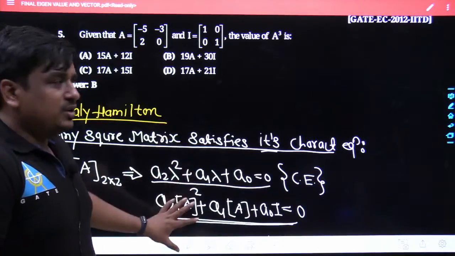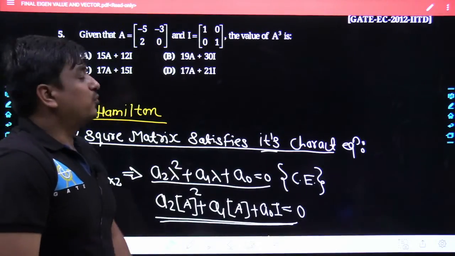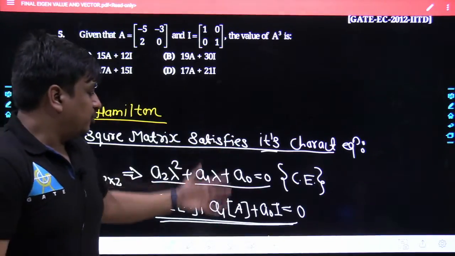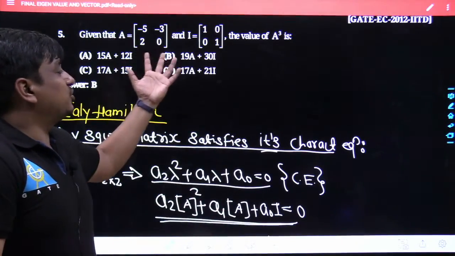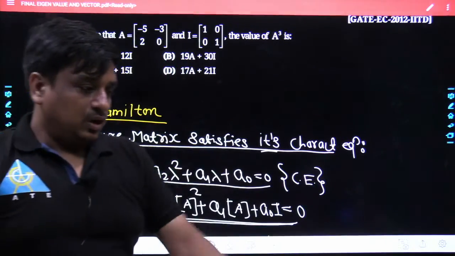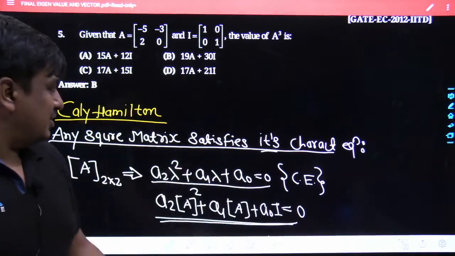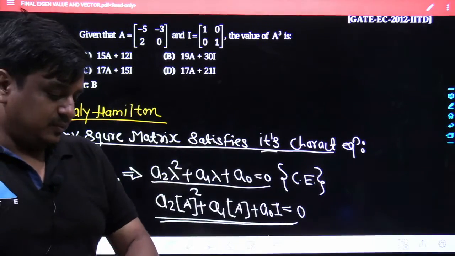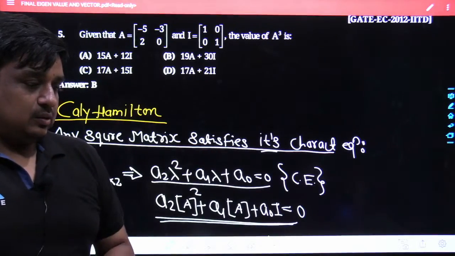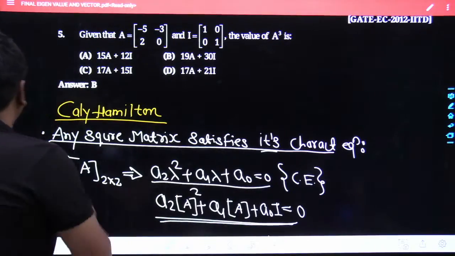Have you written till this point? Because I am going to rub it out and take the reference of this equation to understand the concept of Cayley-Hamilton. I want the reply in the comment box. If you have not written so far, you can write it out in a faster way. Noted, sir? Okay.